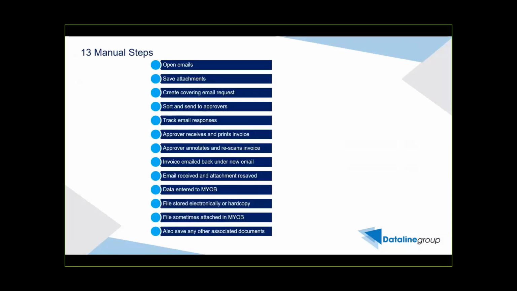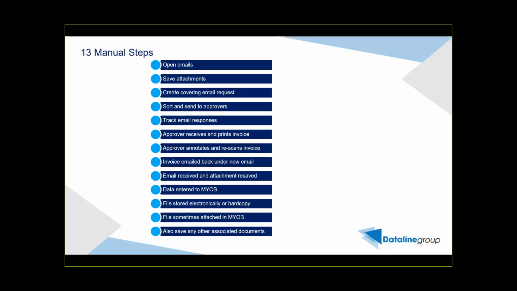So if we look at the current manual steps that might go on in a typical business, and they can be many, I've just listed here 13 typical steps that most customers go through when they're processing invoices coming into the business. Most come in by email, so emails need to be opened, attachments need to be saved off, covering emails need to be created and documents sent out to other users, sorted and sent to approvers, and then some tracking process needs to be involved to manage who has what and whether they have responded to it.